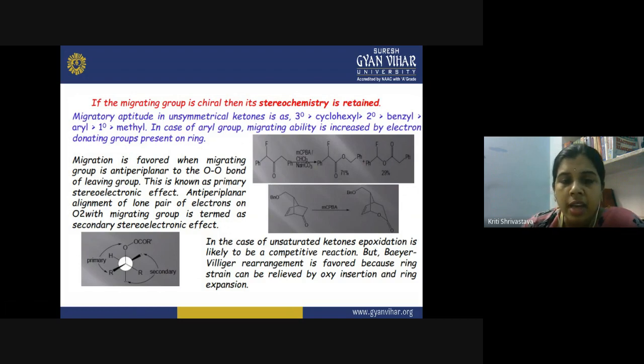So you have two types of stereoelectronic effects here: the primary stereoelectronic effect and the secondary stereoelectronic effect. You call it primary when the group is anti-periplanar to the leaving group, and you call it secondary when the lone pair of electrons on oxygen aligns itself with respect to the migrating group. In the case of unsaturated ketones, epoxidation is likely to be a competitive reaction.